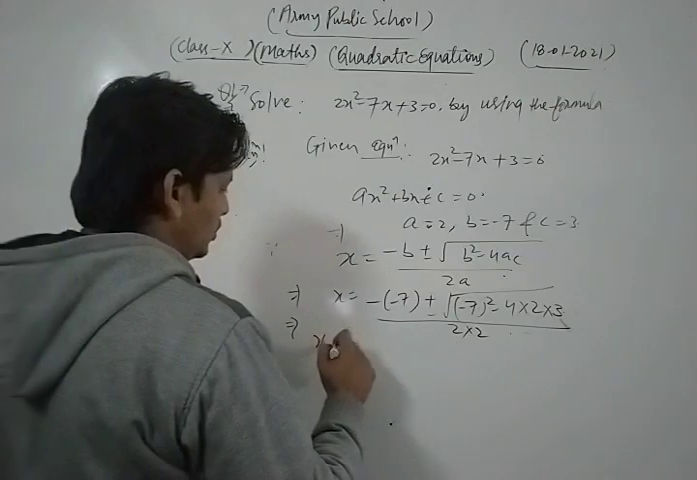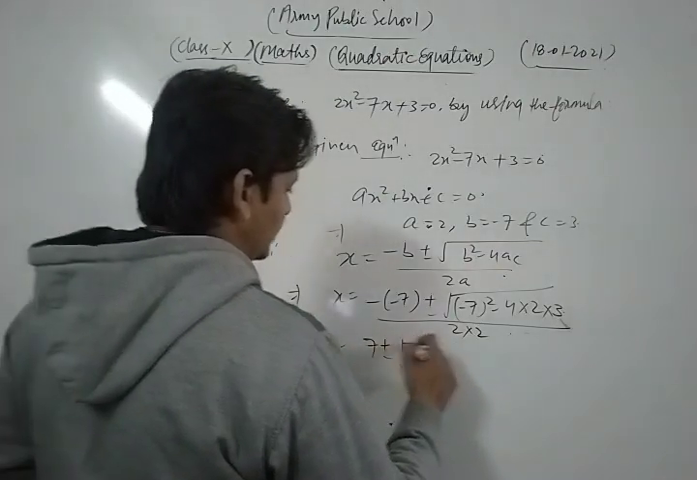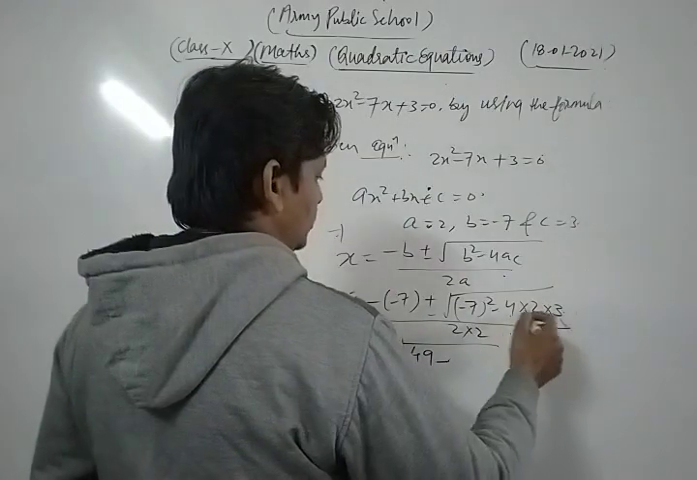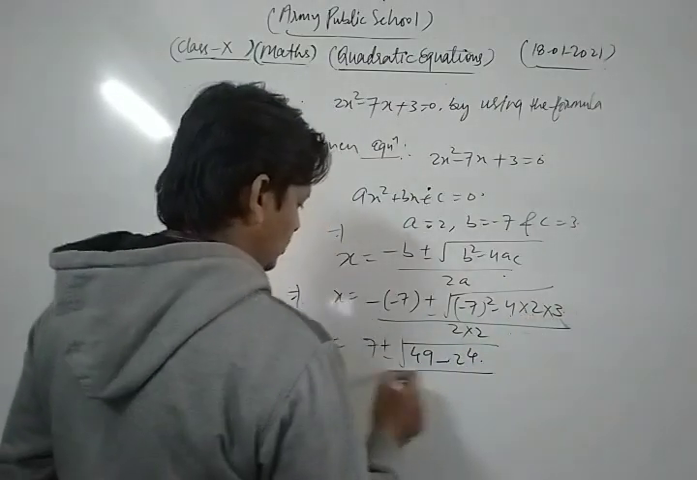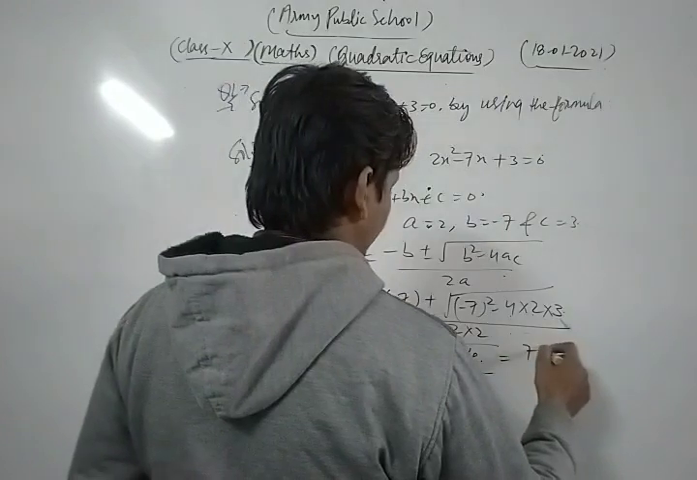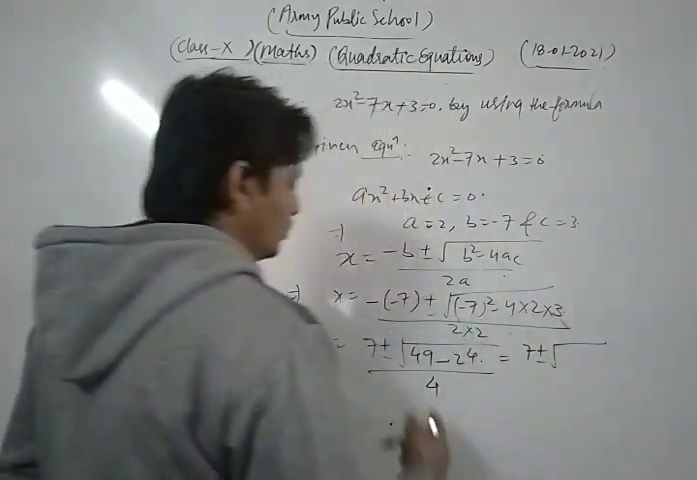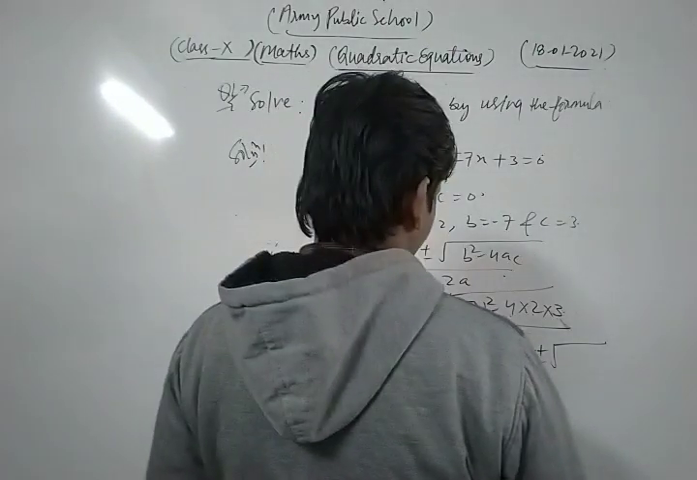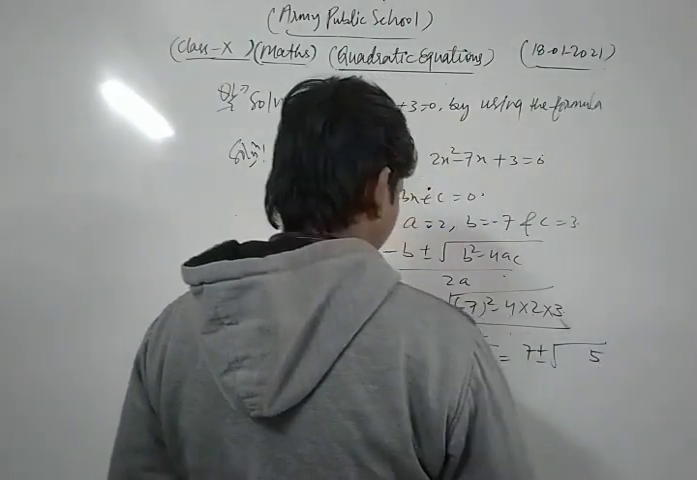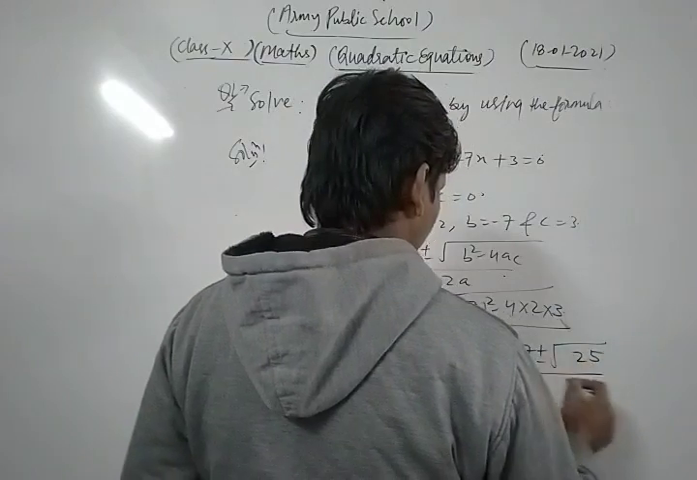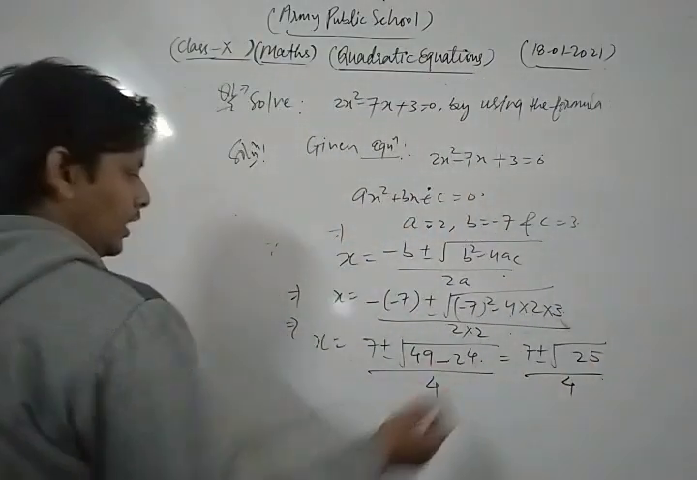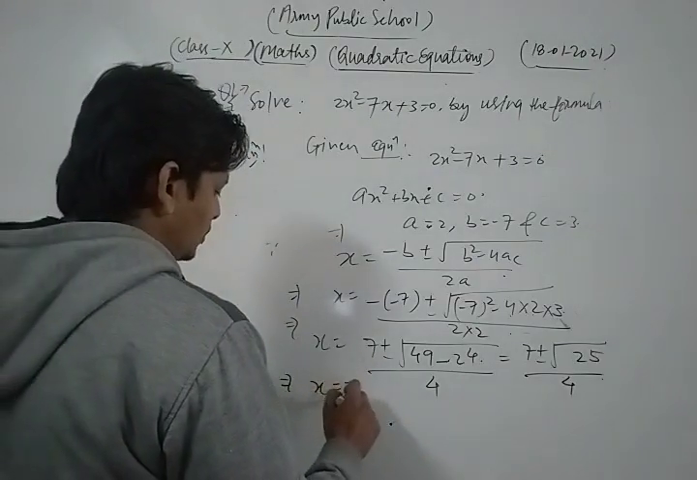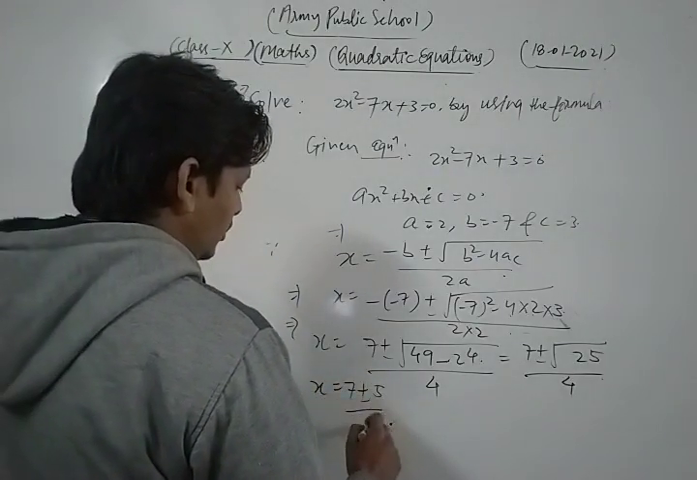Now x is equal to plus 7 plus minus the square root of 49 minus 24, upon 4. Now 49 minus 24 is what? We get 25. So x is equal to 7 plus minus the square root of 25 upon 4. Now the square root of 25 you know very well, that is 5. So we get x is equal to 7 plus minus 5 upon 4.